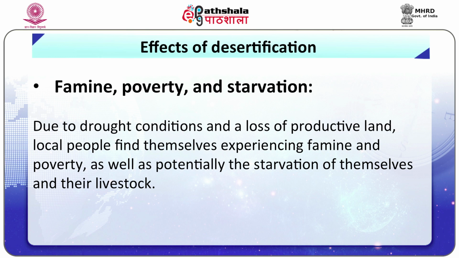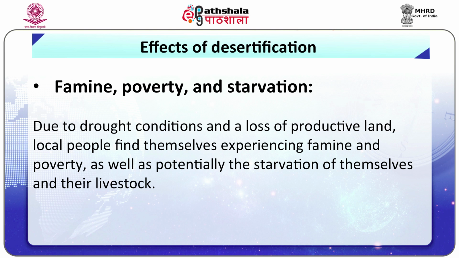Number 3. Famine, poverty and starvation. Due to drought conditions and a loss of productive land, local people find themselves experiencing famine and poverty, as well as potentially the starvation of themselves and their livestock.